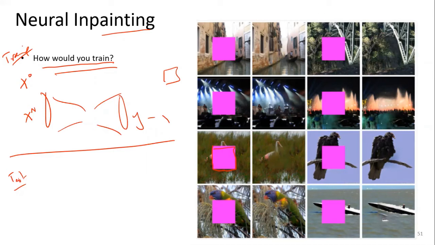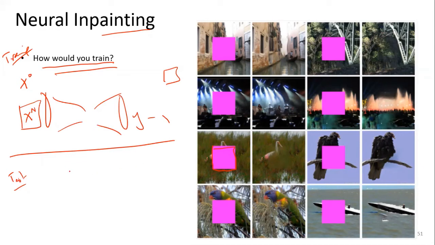So give me an example. I want to train on random images. How will you get the X N, the noisy image, that you want to train on? Say you take a million random images from the internet. Because you want to reconstruct something with a square of a certain size missing in the middle, you would introduce squares inside the images.